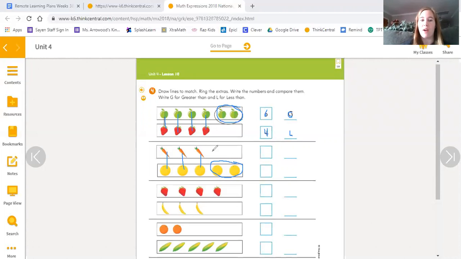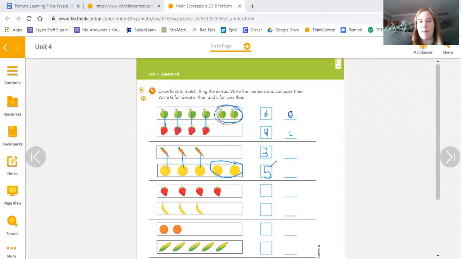Okay, now we're going to count. 1, 2, 3. Let's count. 1, 2, 3, 4, 5. I'm going to go back and check again because I kind of counted a little bit fast. 1, 2, 3, 4, 5. Okay, I'm going to write my number 5.